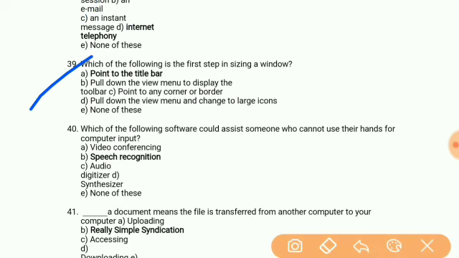Then which of the following is the first step in sizing a window? And that is point to the title bar. It is the first step in sizing a window. Point to the title bar.